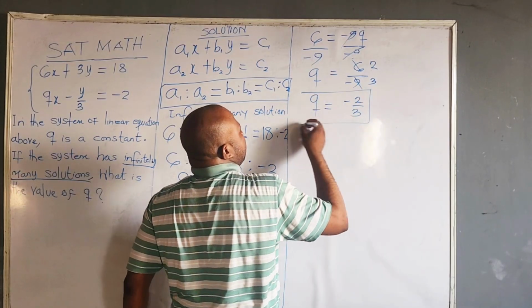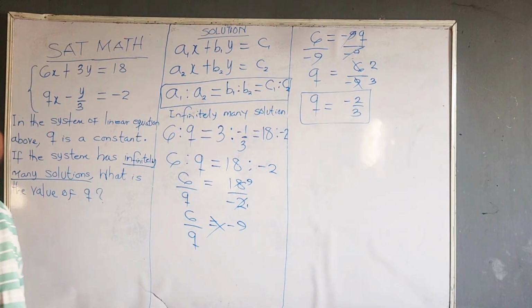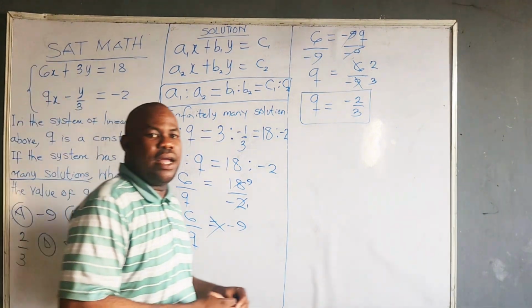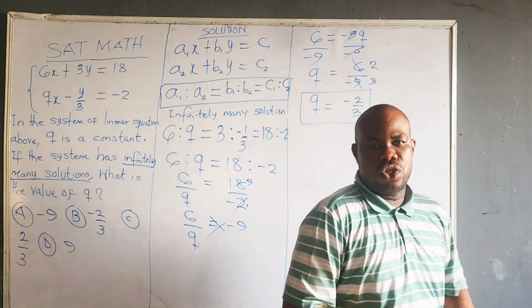This minus 2 over 3 corresponds with the option. So these are the options. Sorry, I will repeat that, but this is the solution to the question.